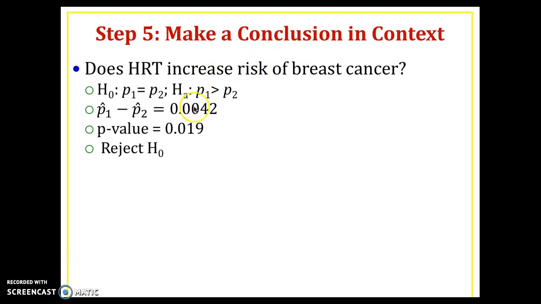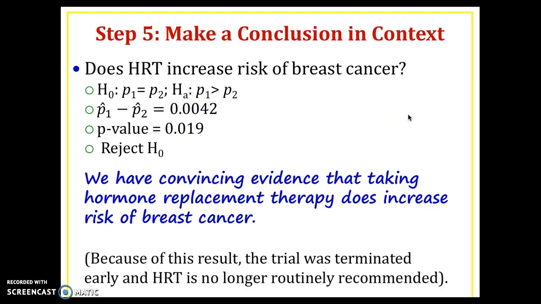of this? So we have convincing evidence that taking hormone replacement therapy does increase the risk of breast cancer. The proportion does appear to be higher. Even though this was a small change of proportions, because the sample sizes were so big, it's highly unlikely. This p-value of less than 2% says there's about a 2% chance of getting results like this if these proportions are equal. So it's highly unlikely these two proportions are equal, hence the convincing evidence.